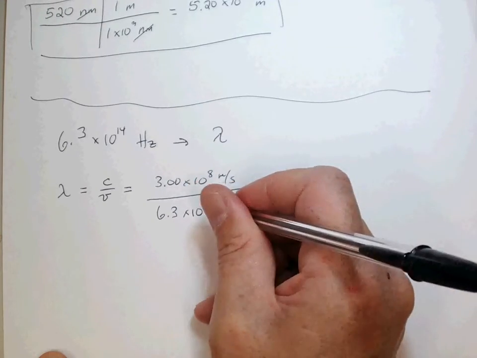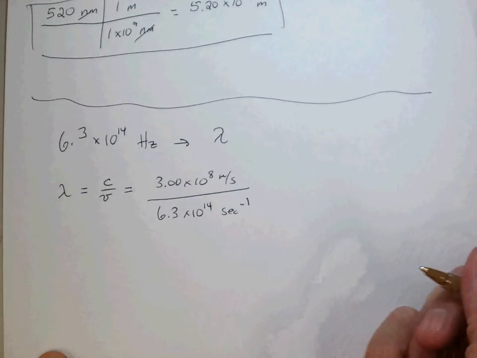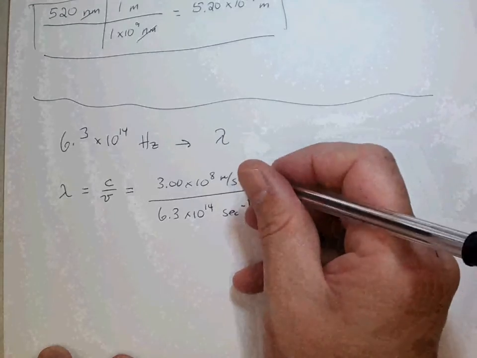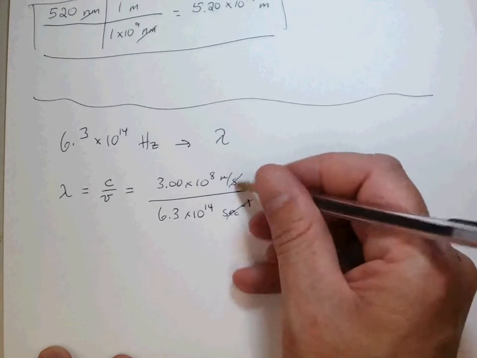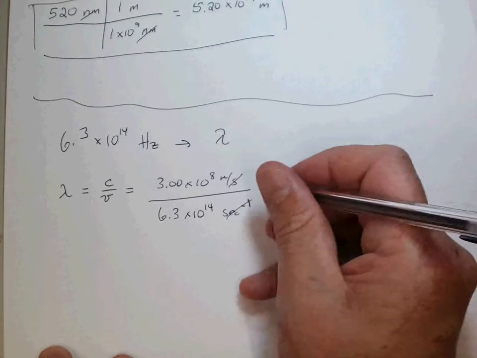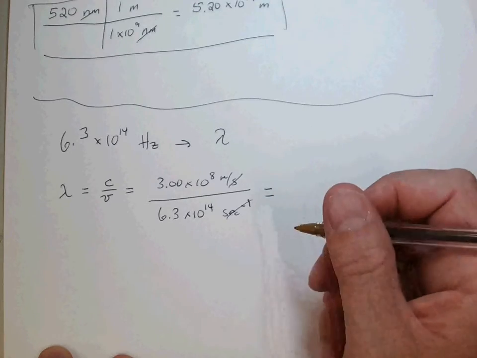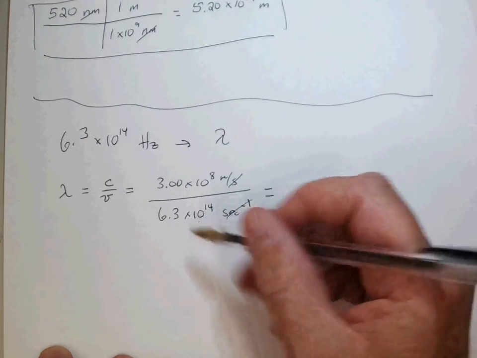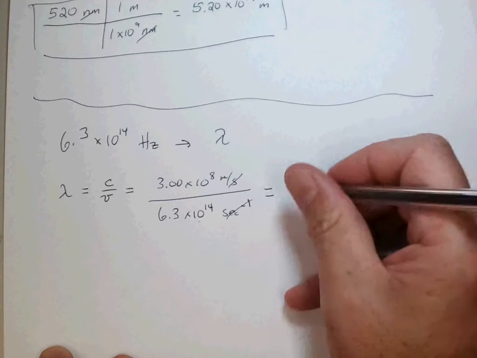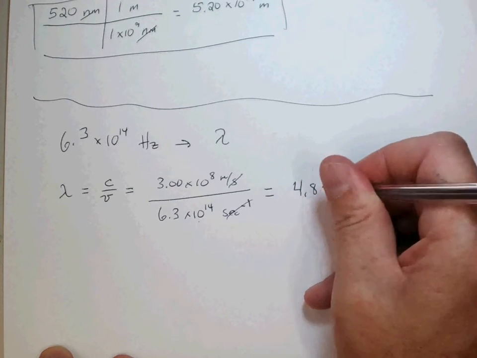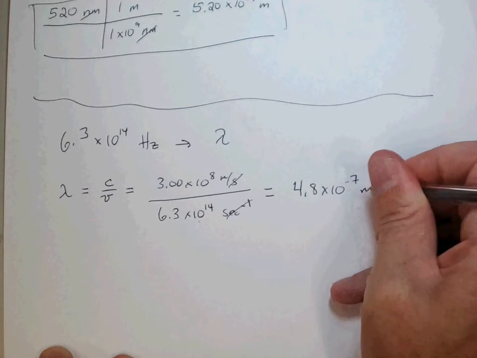Okay, seconds are in the denominators in both locations, so those can cancel. And now I'm going to take 3 times 10 to the 8th divided by 6.3 times 10 to the 14th, and I get 4.8 times 10 to the negative 7 meters.